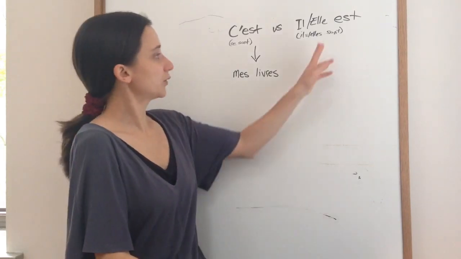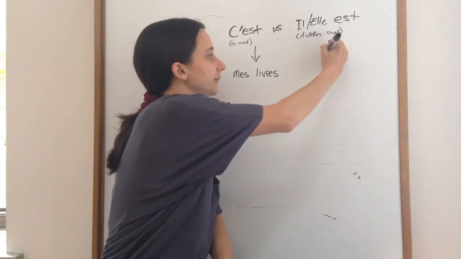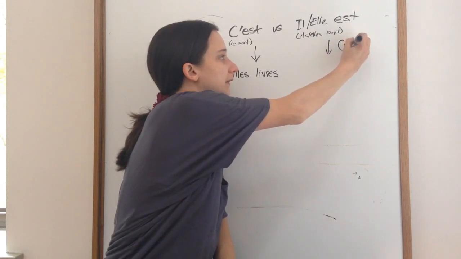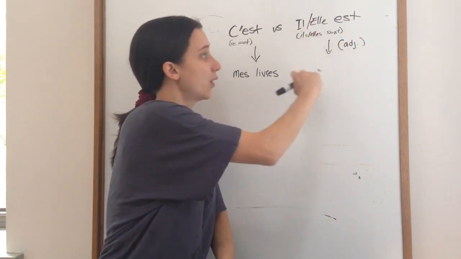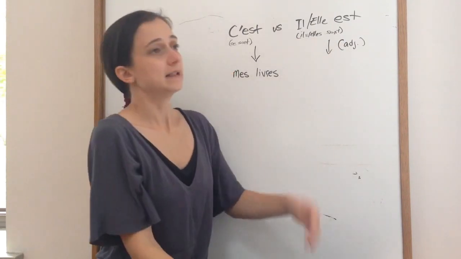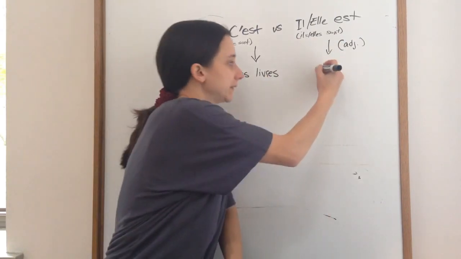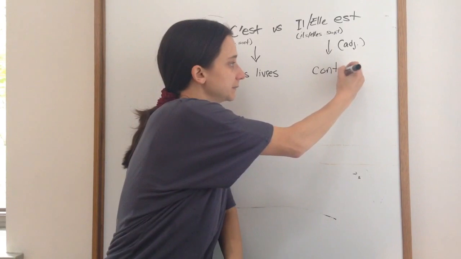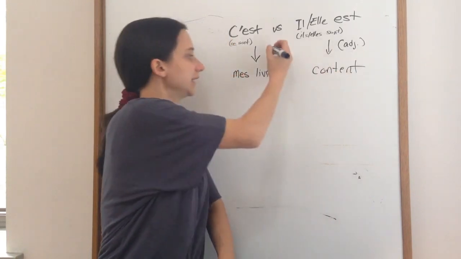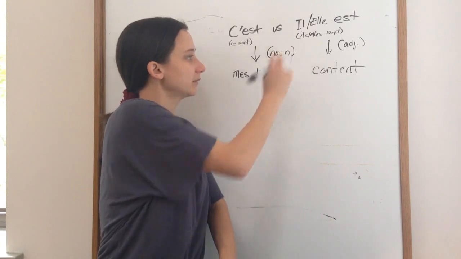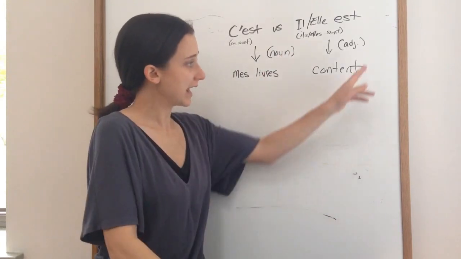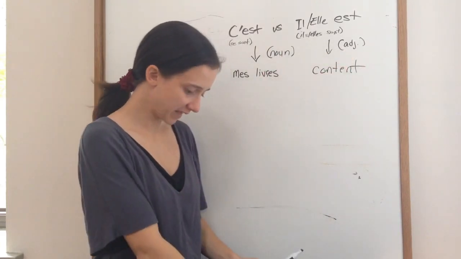And if you just have an adjective, often it's going to be il est or elle est. So, il est content. Okay, so c'est is often followed by a noun with a determiner, and il est is often followed by an adjective.